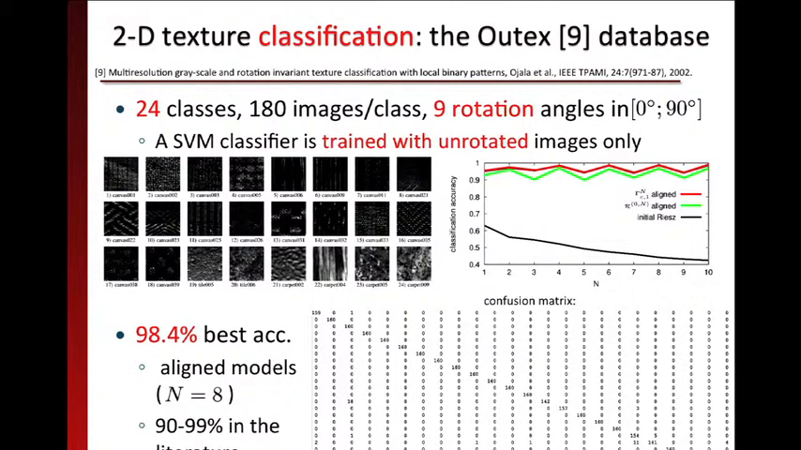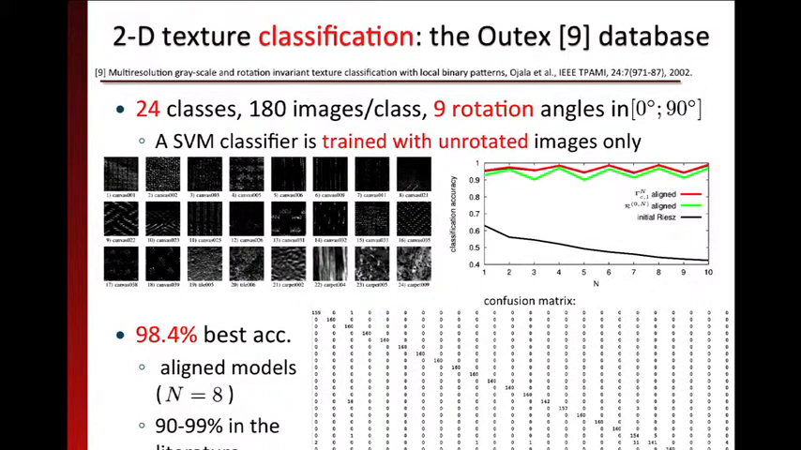And so we are only allowed to train the system with unrotated images only, and then we can test on the rotated instances. So it will really show how the operators are able to deal with rotation. So this is the performance that we get. This is the classification accuracy for different orders of the Riesz transform.